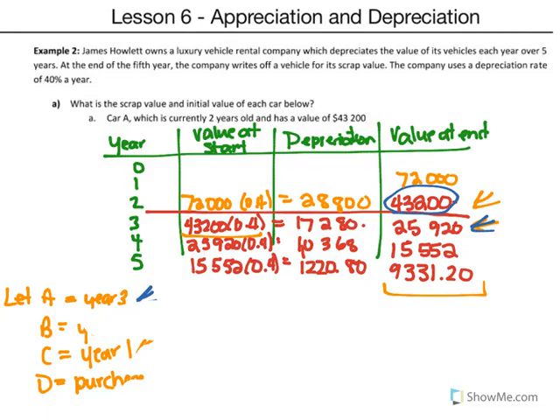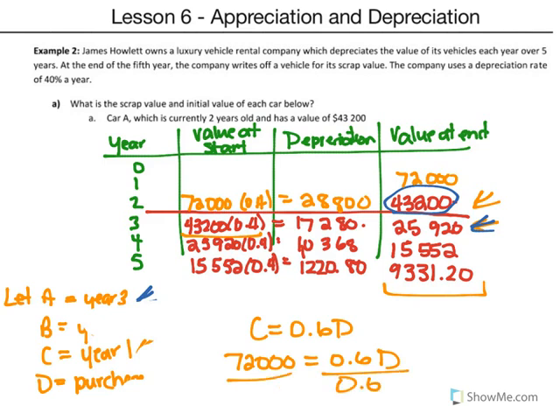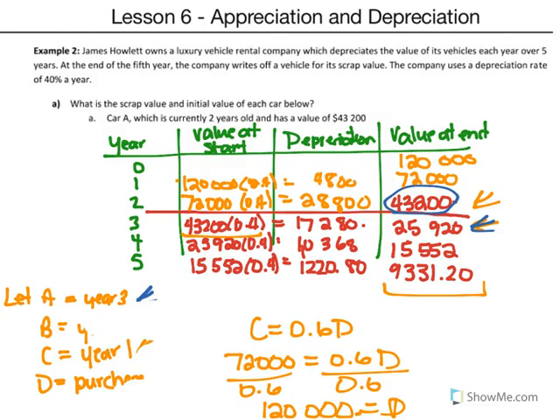Now we're going to figure out how much the purchase price was. So, with the same logic, year 1 is equal to 60% of the purchase price. So 72,000 is equal to 60% of the purchase price. Divide by 0.6, and the car was purchased for $120,000. And to check that, we take 120,000 times 0.4, which is 48,000. And subtract that, and you will get 72,000.